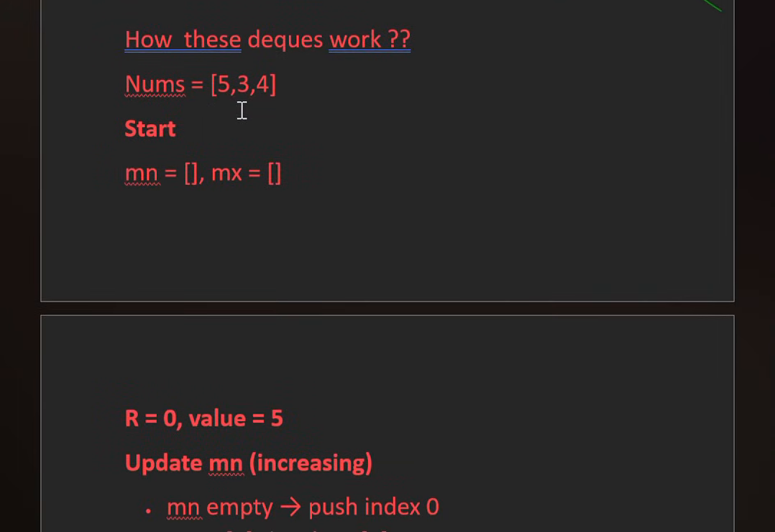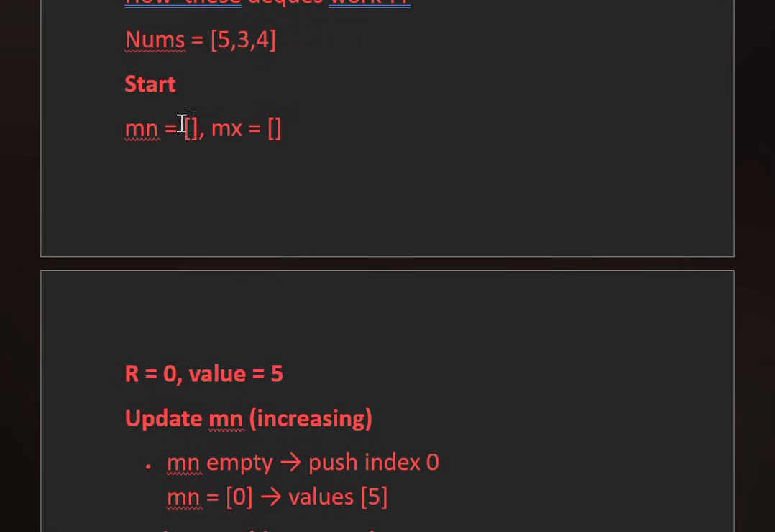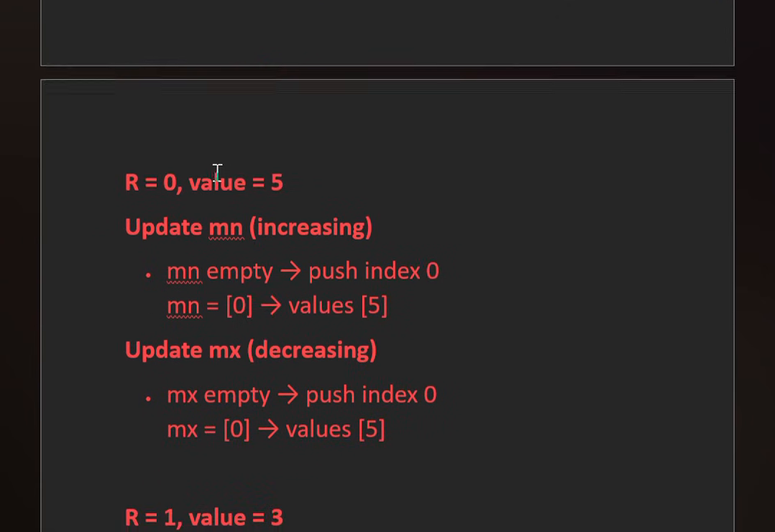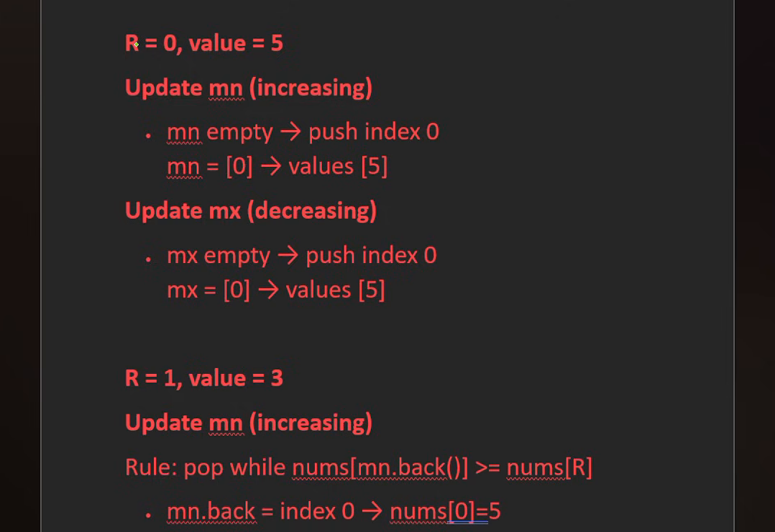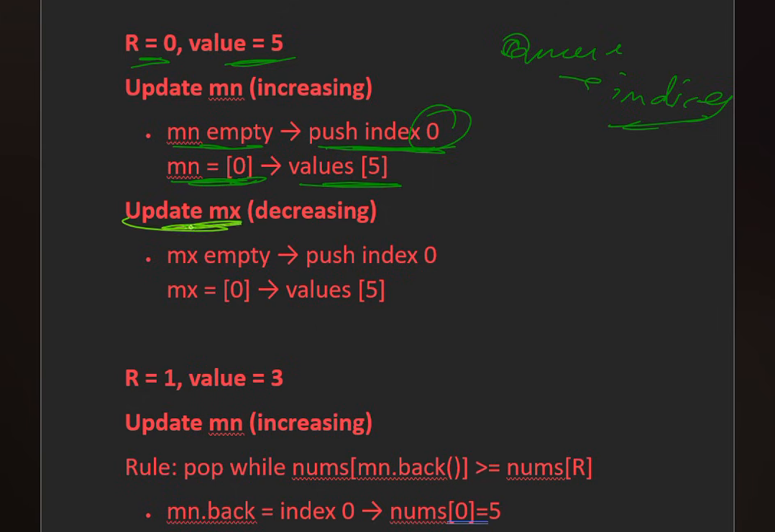I have taken an array nums 5 3 4, and initially our minimum deque and maximum deque both are empty. At index 0 our value is 5. Minimum is empty, so we'll directly push the index. In these queues we won't be storing the elements, we will be storing the indices, right? So we'll push 0. So the minimum deque now has index 0 whose value is 5. Then the maximum deque is also empty, so we'll push 0. So now minimum is 5, maximum is 5, both have index 0 only, right?